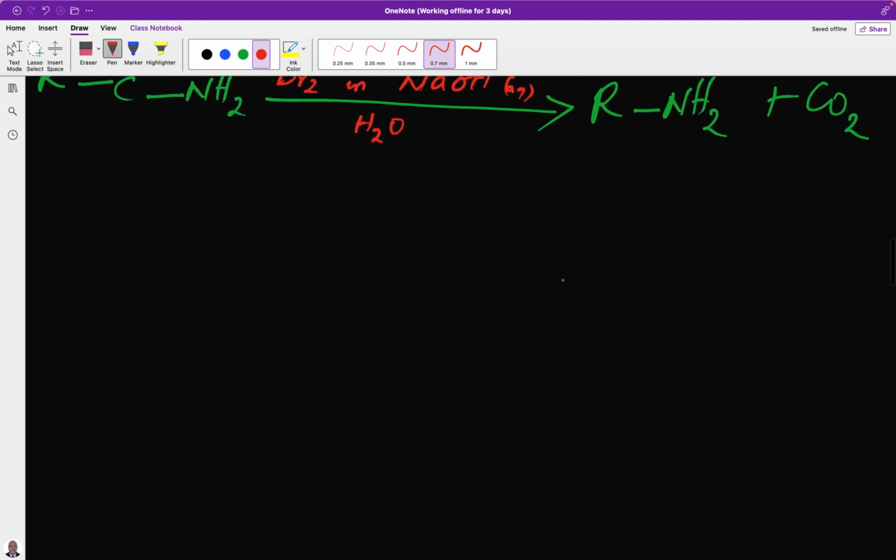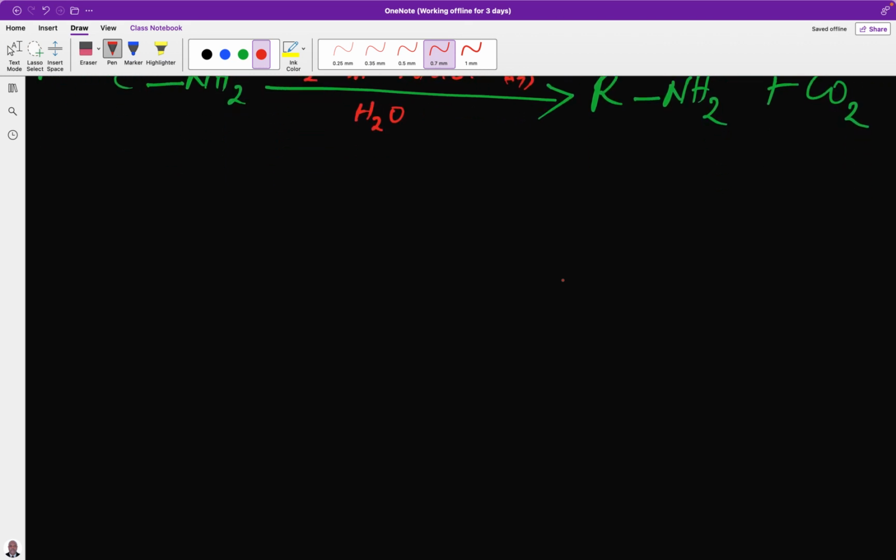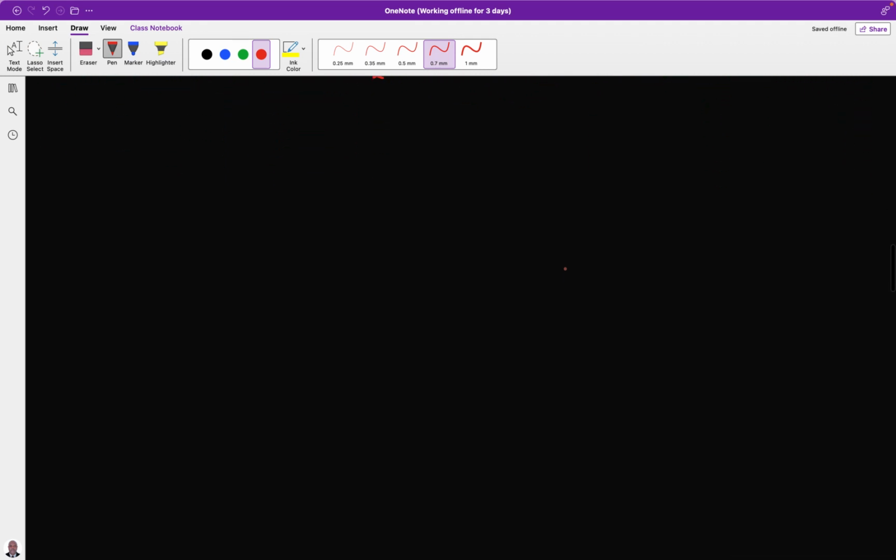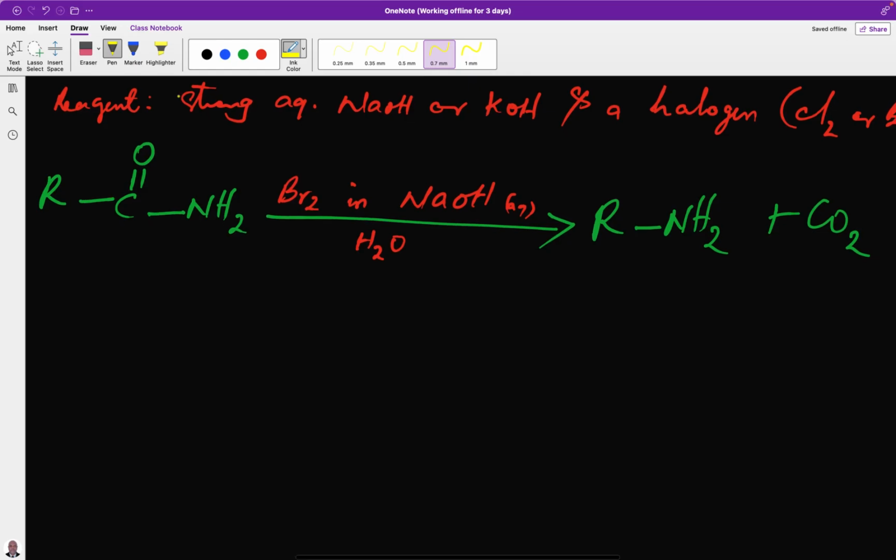But remember that for the purpose of revision, you can still produce amine by reduction of an amide. This one is just for revision. It is not for the answer. This is the answer for our equation: Hoffman degradation of the amide with bromine in aqueous sodium hydroxide.